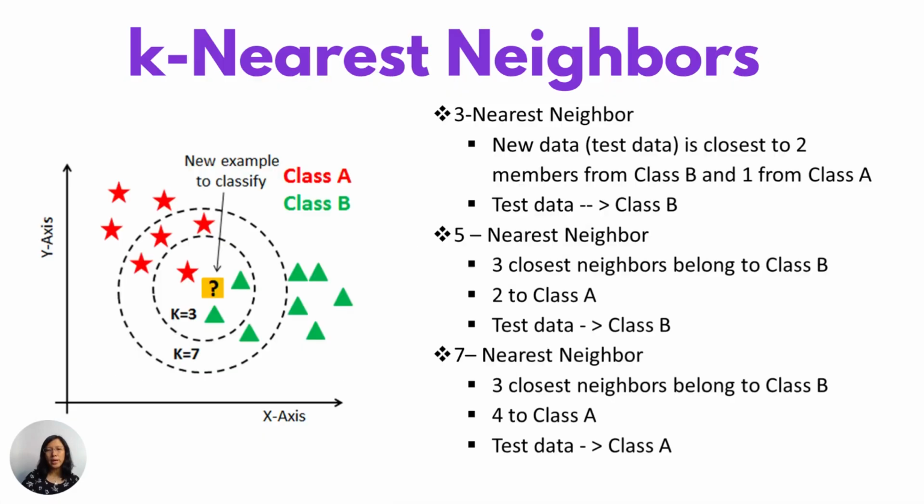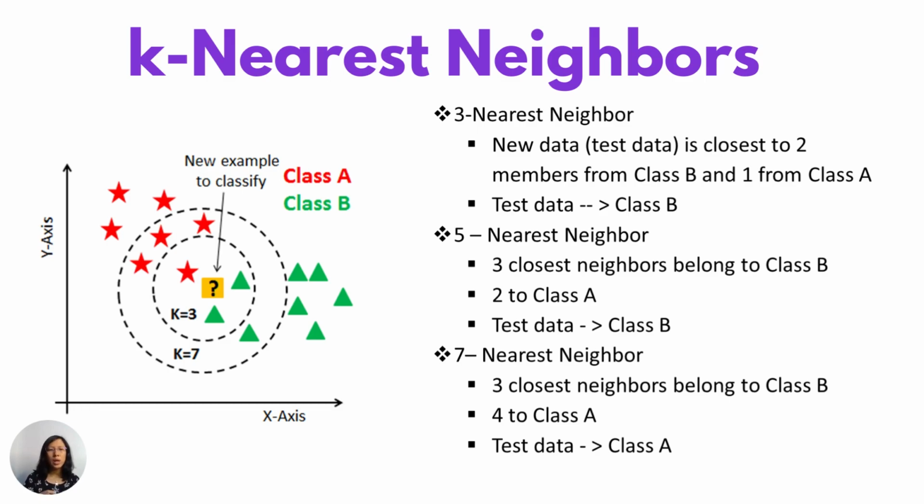Now let's look at an example. This figure is downloaded from Google. Look at this figure. The red star indicates class A, and the green triangle belongs to class B. Then we have this new data point, the yellow square box, and we want to see which class it belongs to, either class A or class B.